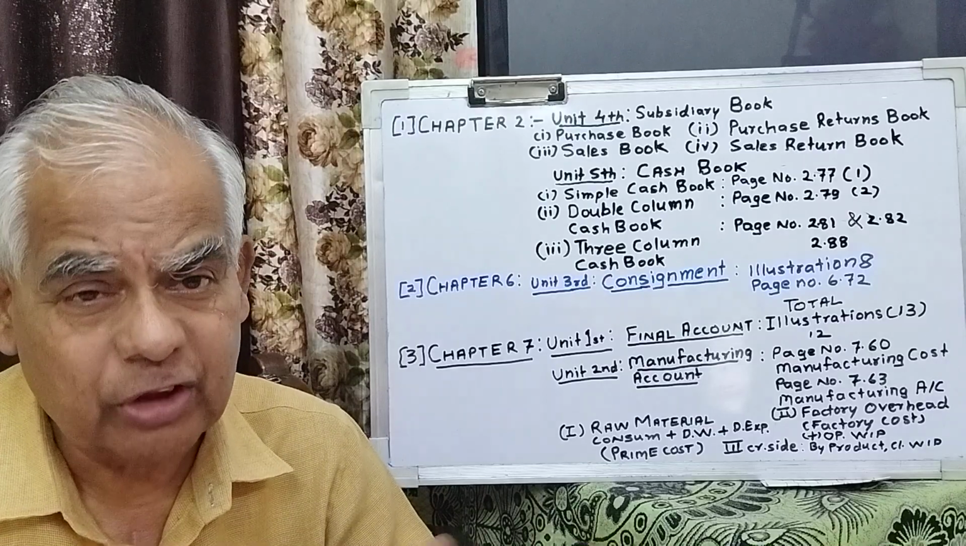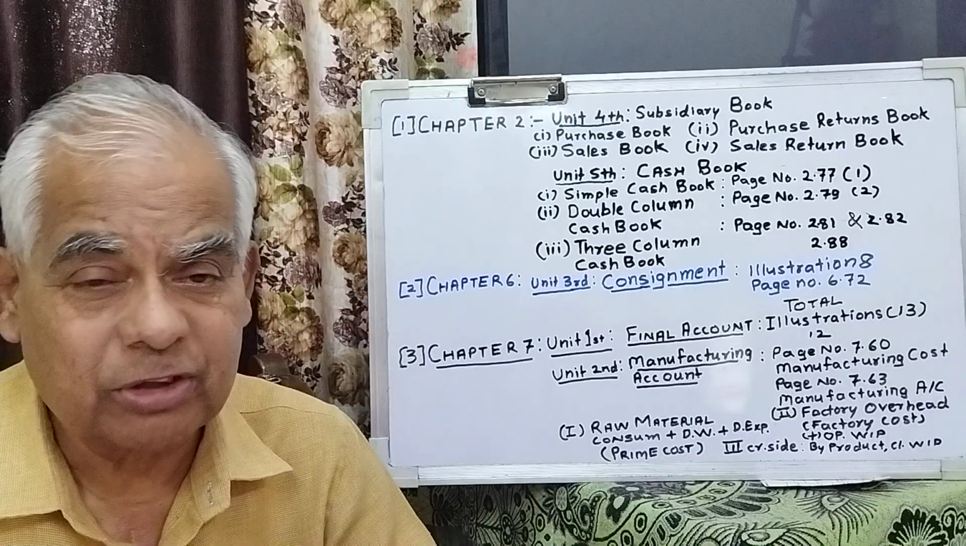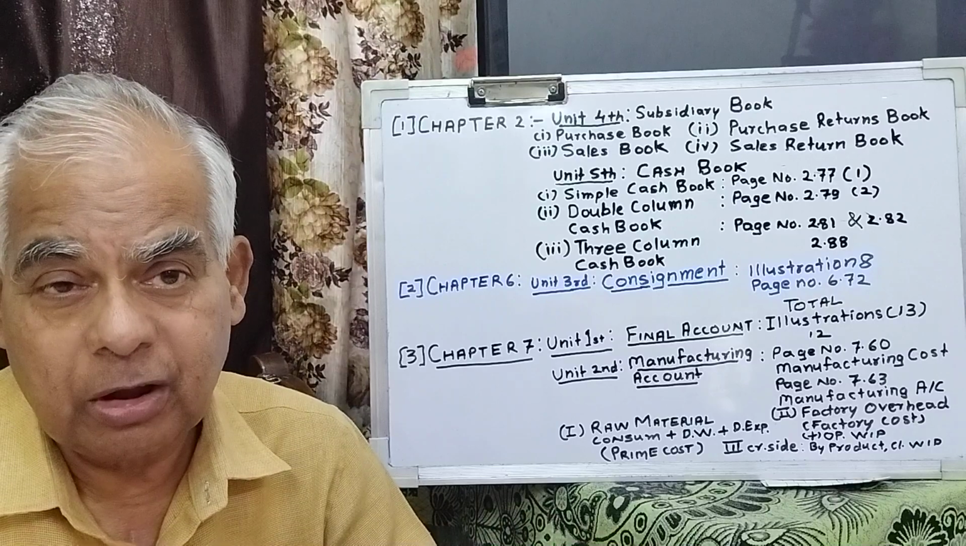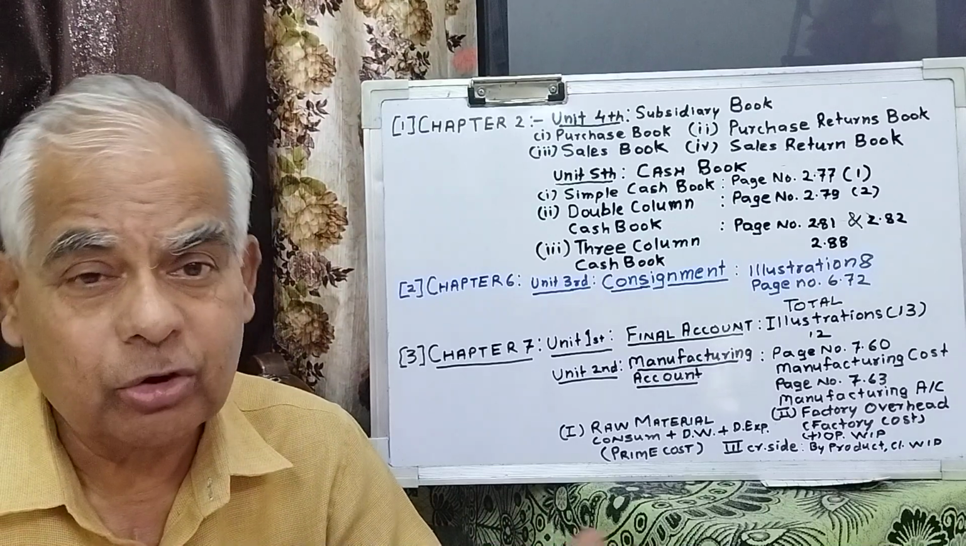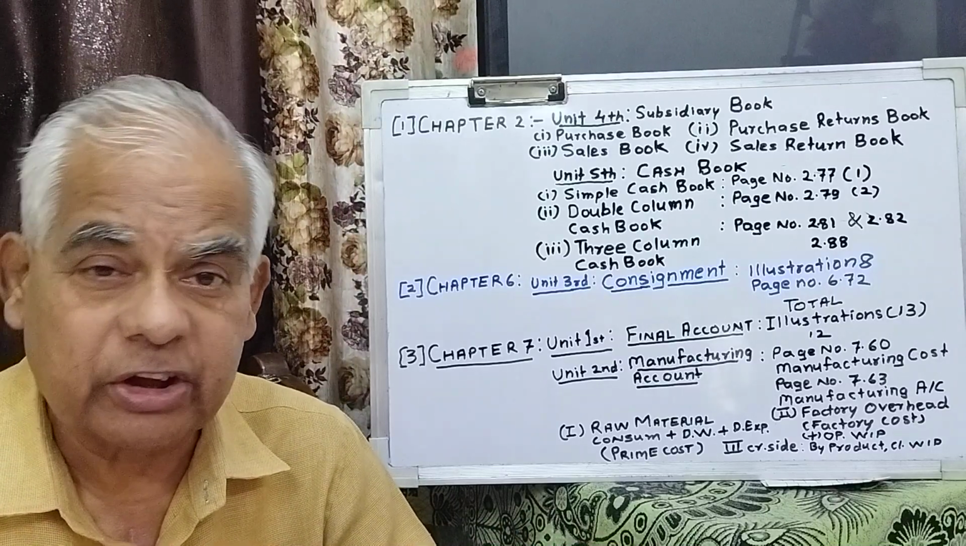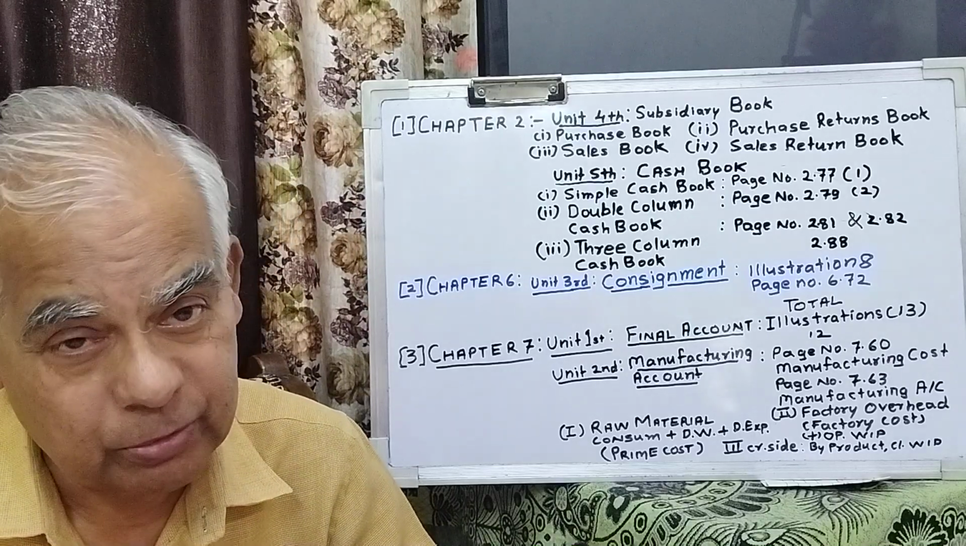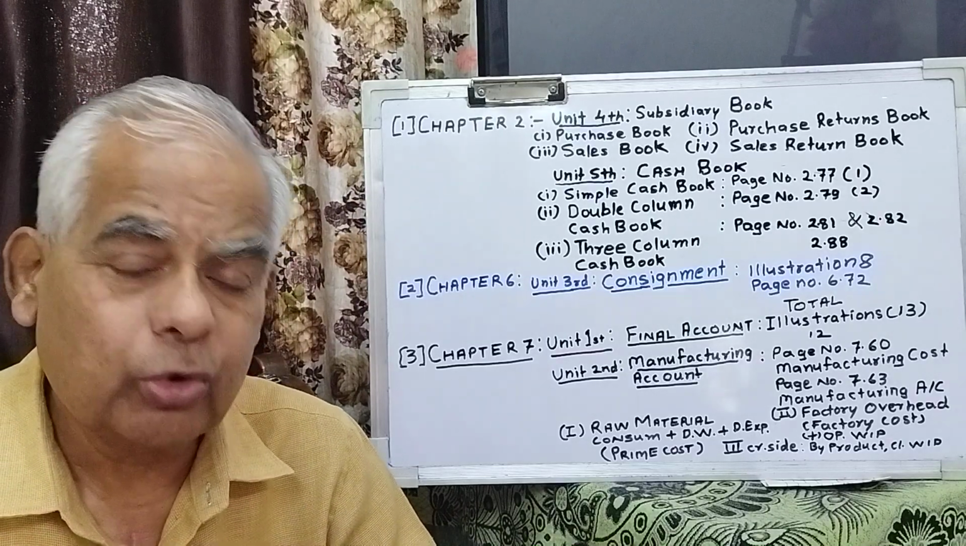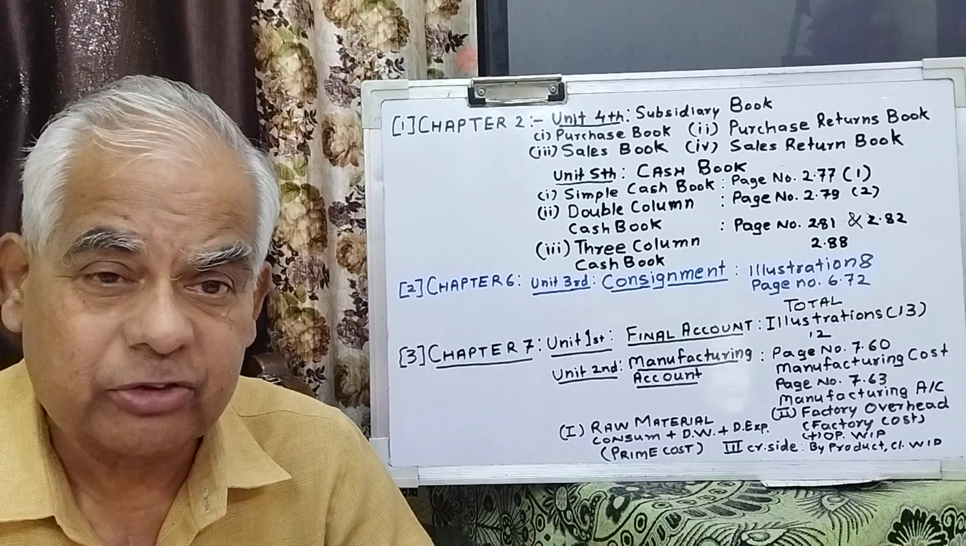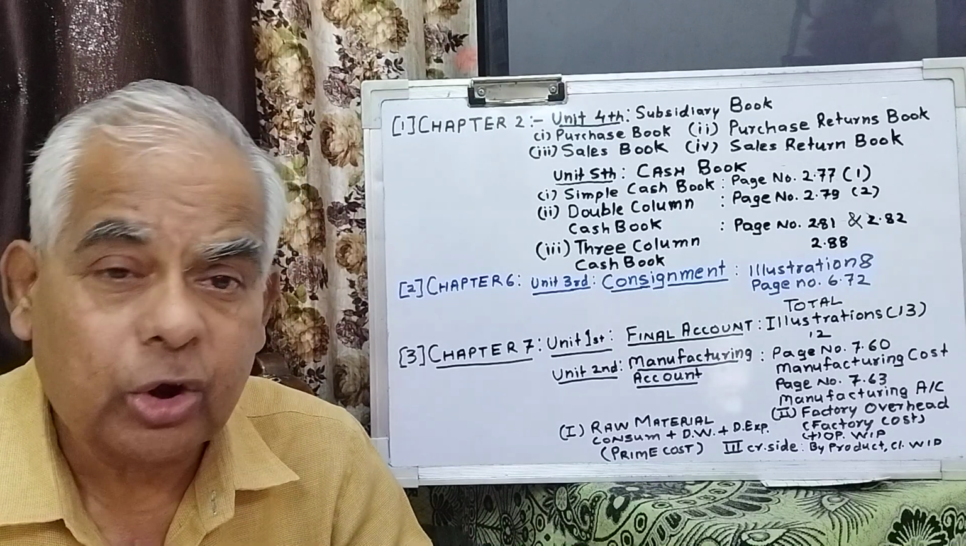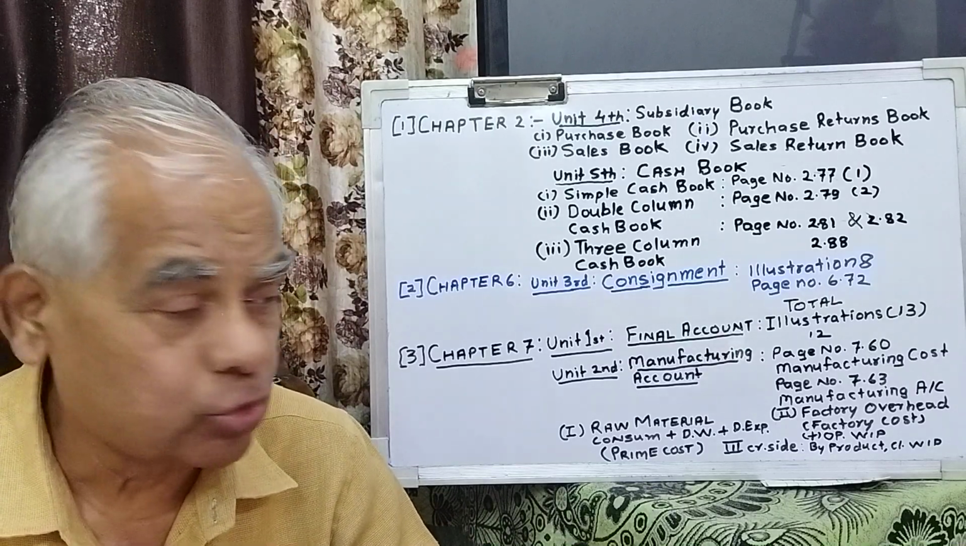And the particular person's account, maybe purchase, maybe sales. In purchase, suppose X is there. We are passing the entry purchase account debit to X. Naturally, in X's account, on the credit side we are going to write purchase account. Same case in sales. Goods sold to Y. Y account debit to sales. So in Y's account we are going to record sales. This is the very simple story.